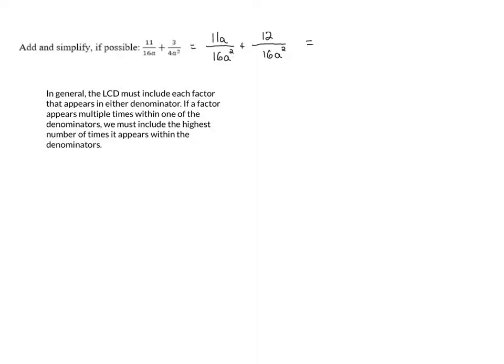Now that we have a common denominator, we can keep that denominator and add the numerators together. Up top, 11a plus 12 is just 11a plus 12. There aren't any like terms to combine, so we just need to collect all of the terms together. And in this case, we cannot factor the top, and there's nothing in common in the top and bottom that we can factor out and cancel, so this ends up being our final answer, 11a plus 12 all over 16a squared.